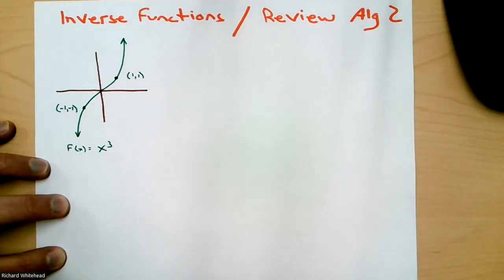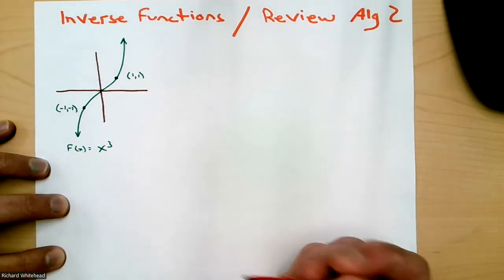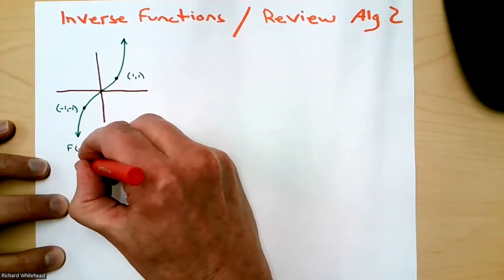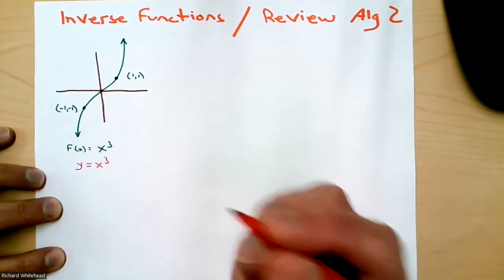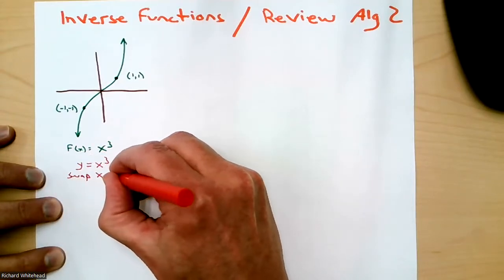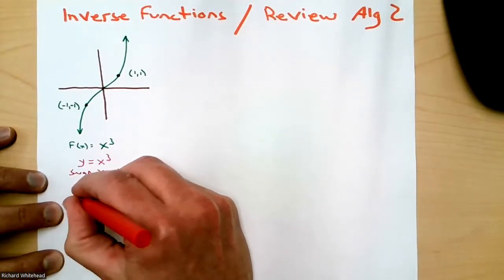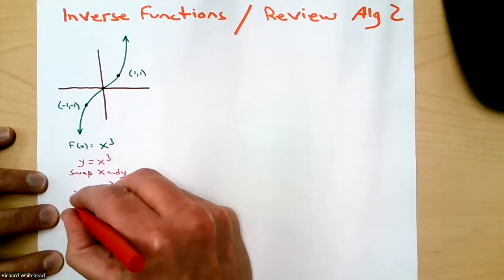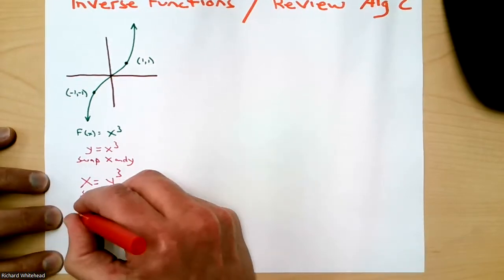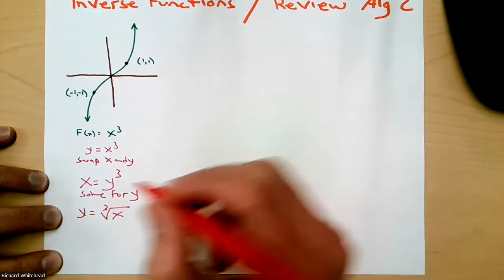All right, so what you would do last year in Algebra 2 is you'd say, okay, I need to make an inverse function. So instead of f of x, we're going to call that y. So we're going to say y is equal to x cubed. And then remember how you swap x and y? You swap x and y. So therefore you would have x is equal to y cubed, but then you solve for y. So you'd end up with y is equal to the cube root of x. And then you say, okay, y is equal to the cube root of x.